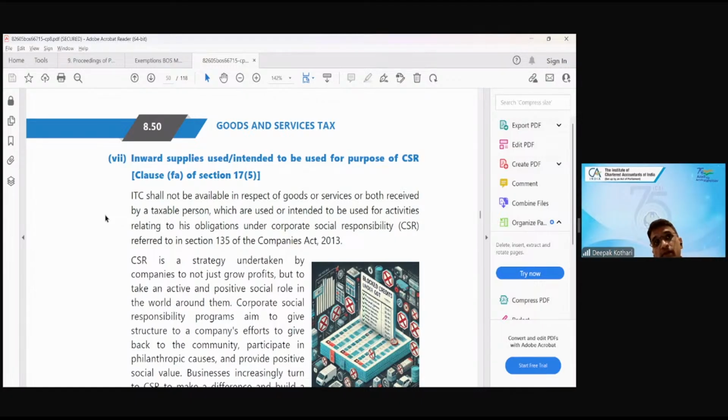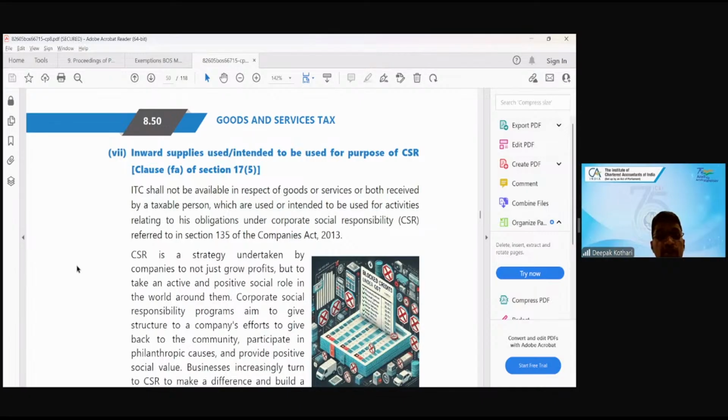So in that case, what happens? There is an obligation that every company having a certain threshold limit has to make a compulsory contribution, which is called corporate social responsibility. Now, when they spend anything on such corporate social responsibility, will the credit be allowed or not was the question. So that is answered: ITC shall not be available in respect of goods and services or both received by a taxable person, which are used or intended to be used for activities relating to the obligations under CSR.